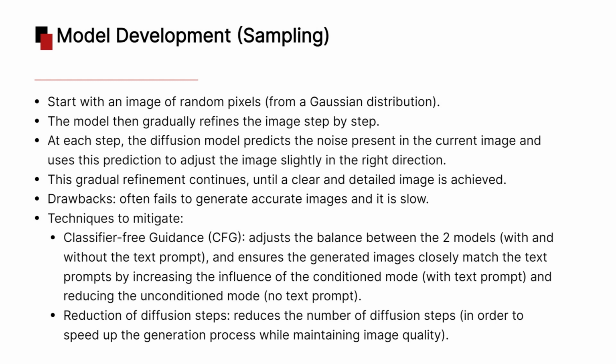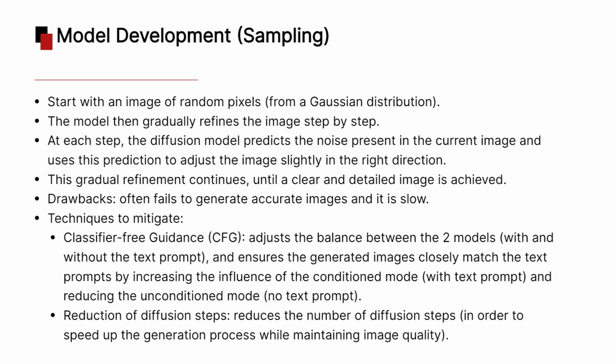In the sampling stage of a text-to-image diffusion model, the process begins with a completely random image, typically generated by sampling pixel values from a Gaussian distribution. This random image serves as the starting point, essentially a noisy canvas. The model then refines this image step by step.